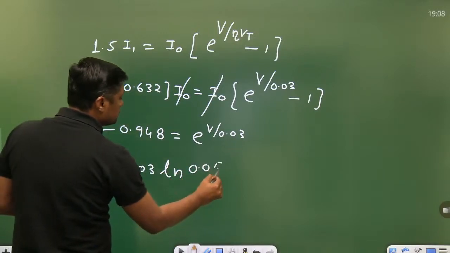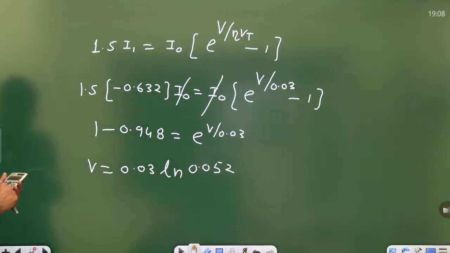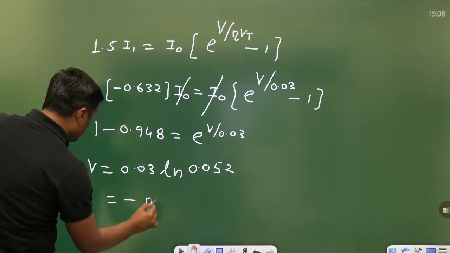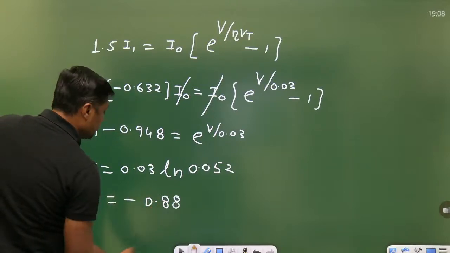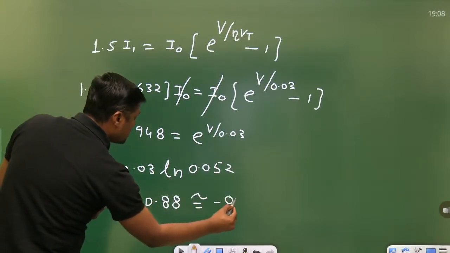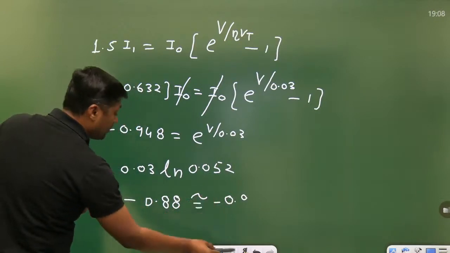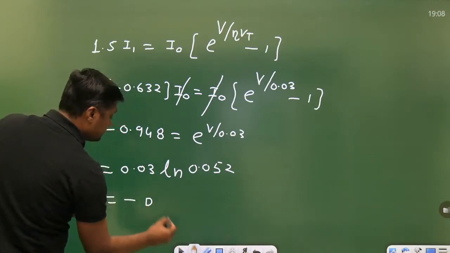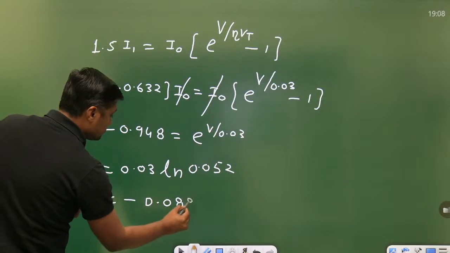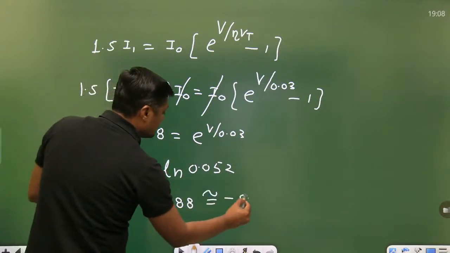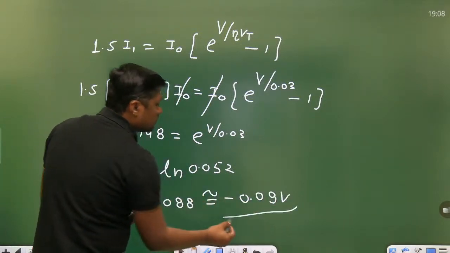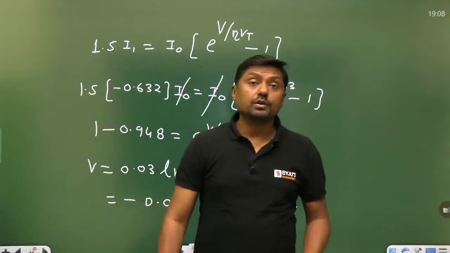0.052. Take the log of this into 0.03. So you will get the answer minus 0.88. This is nearly equal to minus 0.09 volt. That is the answer.